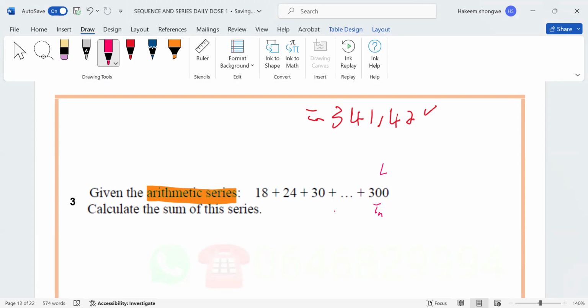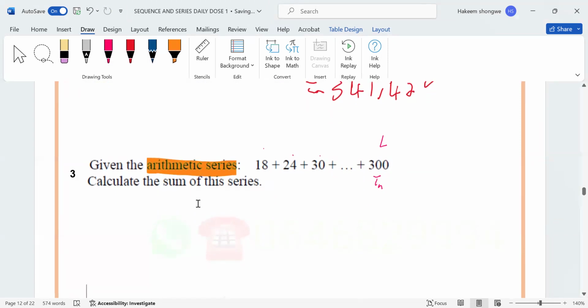Now, how many terms are here? That's the question that we should ask ourselves. How many terms are here in this series? We have no idea how many terms are here. We can see term number one, term number two, term number three, and then we see this last term. So if they say calculate the sum of the series, what are we going to do?